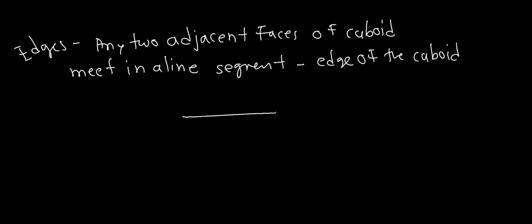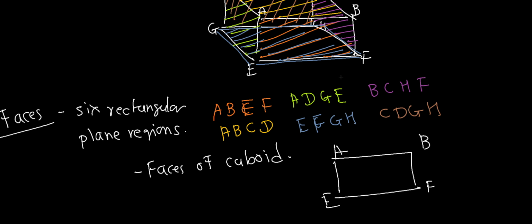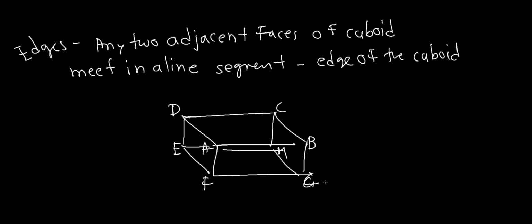So let's see, we'll draw our cuboid once again. A, B, C, D, E, F, G, H. I just gave the names to the points. I just made an alternate order for this figure, because here EF was in front, here FG is in front.